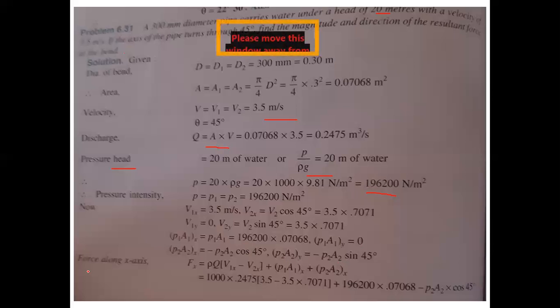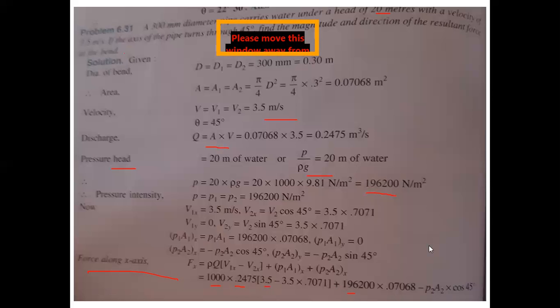Now the forces acting along the x direction, f of x is equal to, write the same formula, rho into discharge into V1x minus V2x plus P1A1 x plus P2A2 x. Now substituting those values from what you did above, 1000 into 0.24 into V1x 3.5 minus 3.5 into 0.707 plus 196,200 into 0.707 minus P2A2 into cos 45.